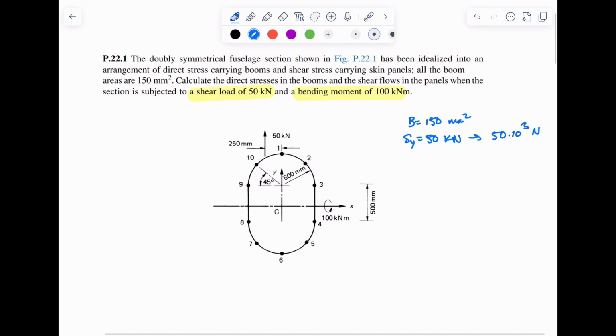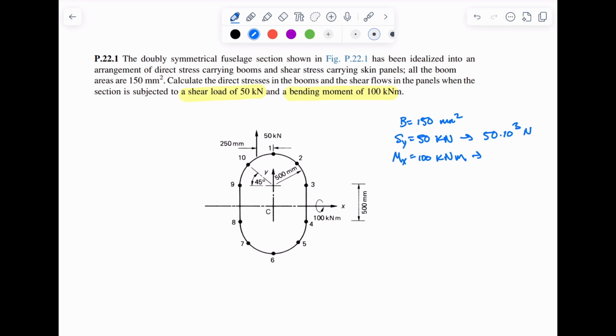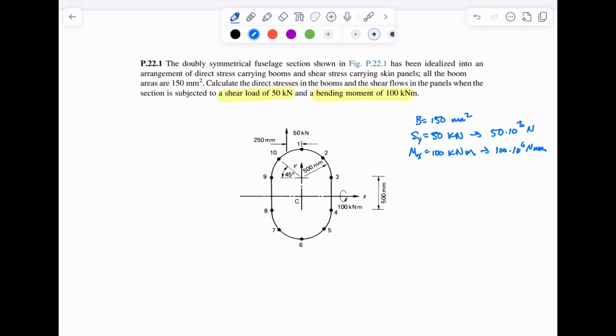So they give us a bending moment of 100 kilonewton meters, which is about the x-axis. So Mx is equal to 100 kilonewton meters, which we have to convert to newtons and millimeters. So that will be 100 times 10 to the power of 6 newton millimeters.